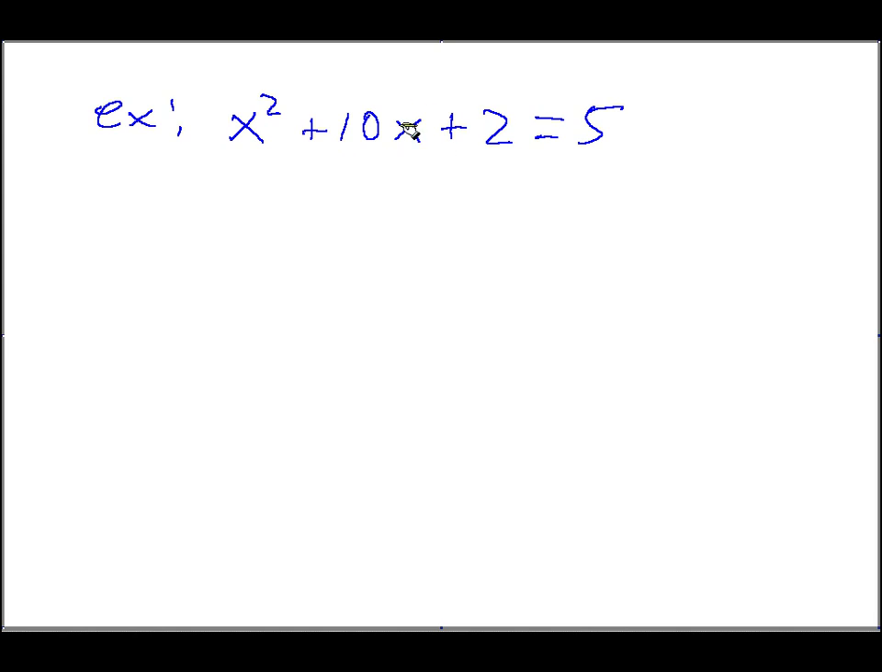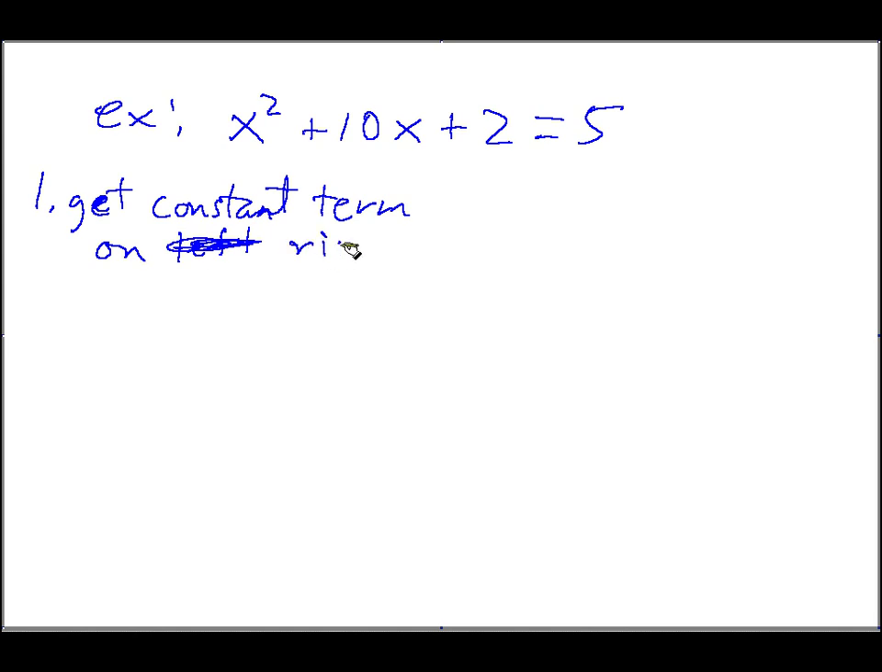So the technique I'm going to use in this section will be what's called completing the square. Let's look at that technique in detail here. The first thing we're going to do when we complete the square is get this constant term on the other side. So step 1, get the constant term on the right side. Oops, sorry, my other left. Sorry about that. On the right side.